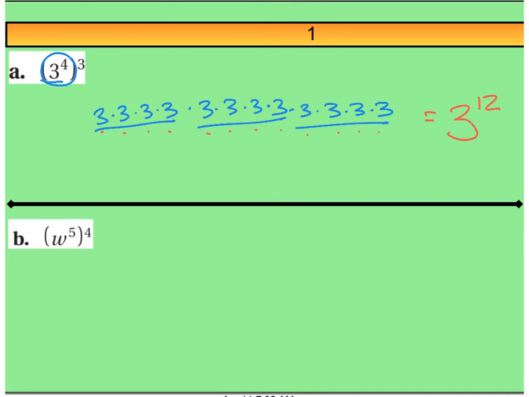Now, just like before, take a look at the whole problem and take a look at the answer and tell me if you see a shortcut.